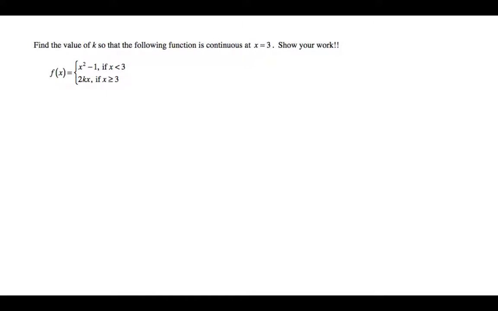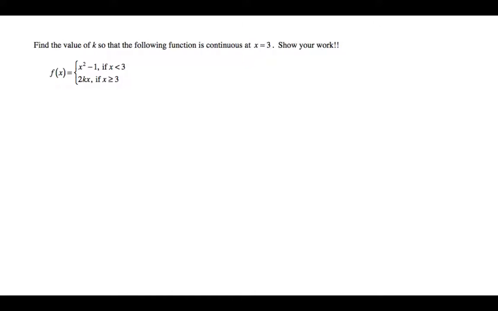So it says find the value of k so that the following function is continuous at x equals 3. So again, it's saying x equals 3 because that is where a possible break in the graph will occur. We don't know that yet until we test out the left and right hand side. So that's why it's saying it. But this question is interesting because it's saying find the value of k, and k is right here. For what value of k is this function continuous? So we have to find the value of k that will make this function continuous.